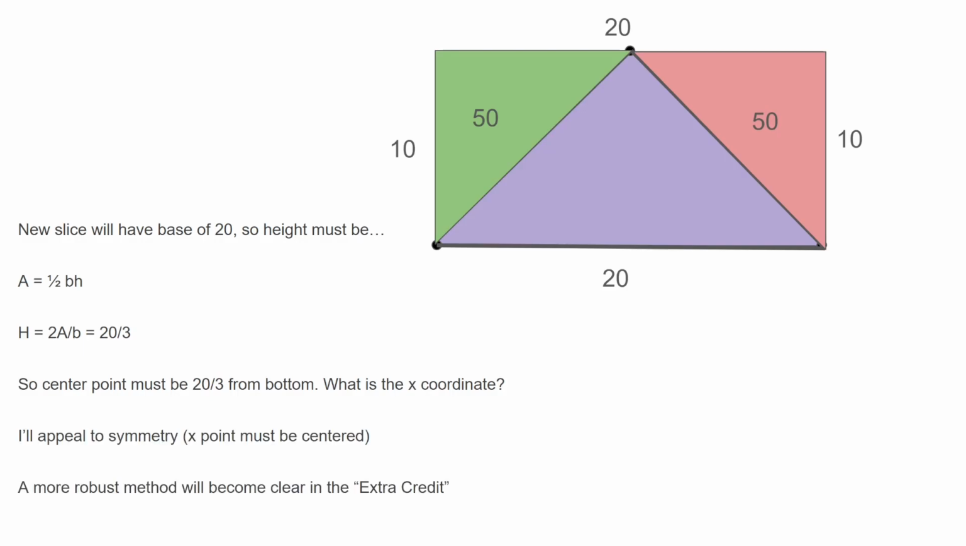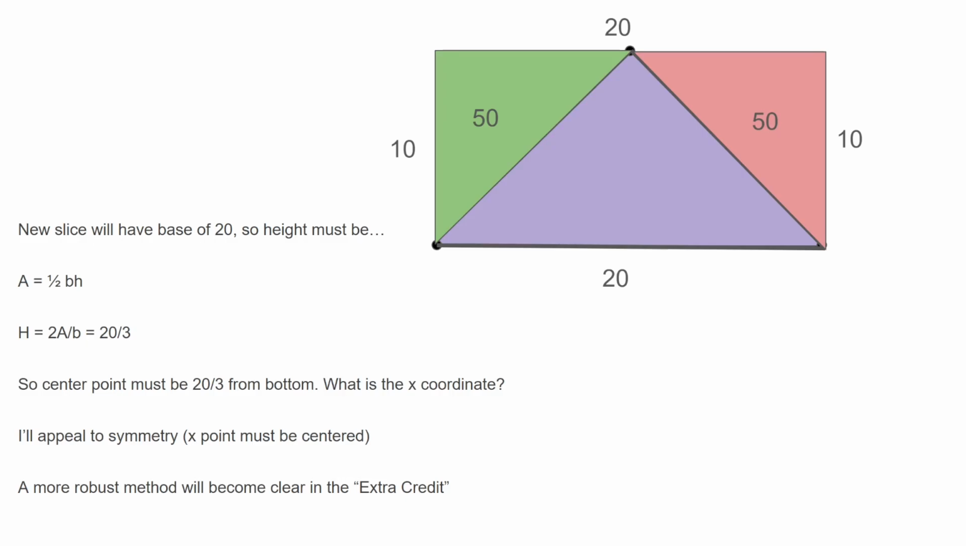Therefore, you'll be able to do this on your own for the individual problem. But for now, before we get into the extra credit, I'm just going to appeal to symmetry and say, look, the new point I draw is going to have to be 20 thirds from the bottom, exactly centered in the rectangle. That's going to evenly divide the rectangle into 3 slices that each have equal area and equal cake perimeter, right? Not perimeters of the individual shapes, but the cake perimeter. So that's the original problem.